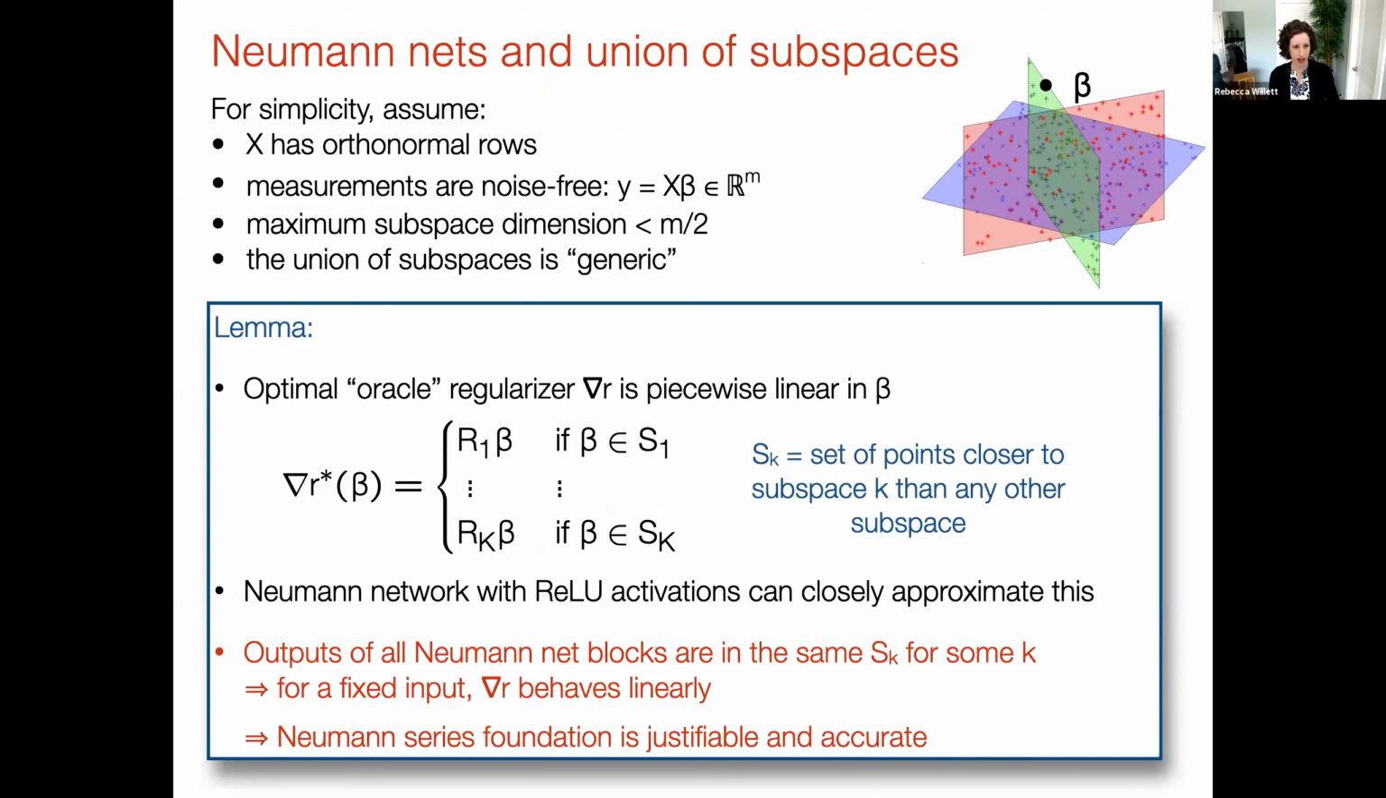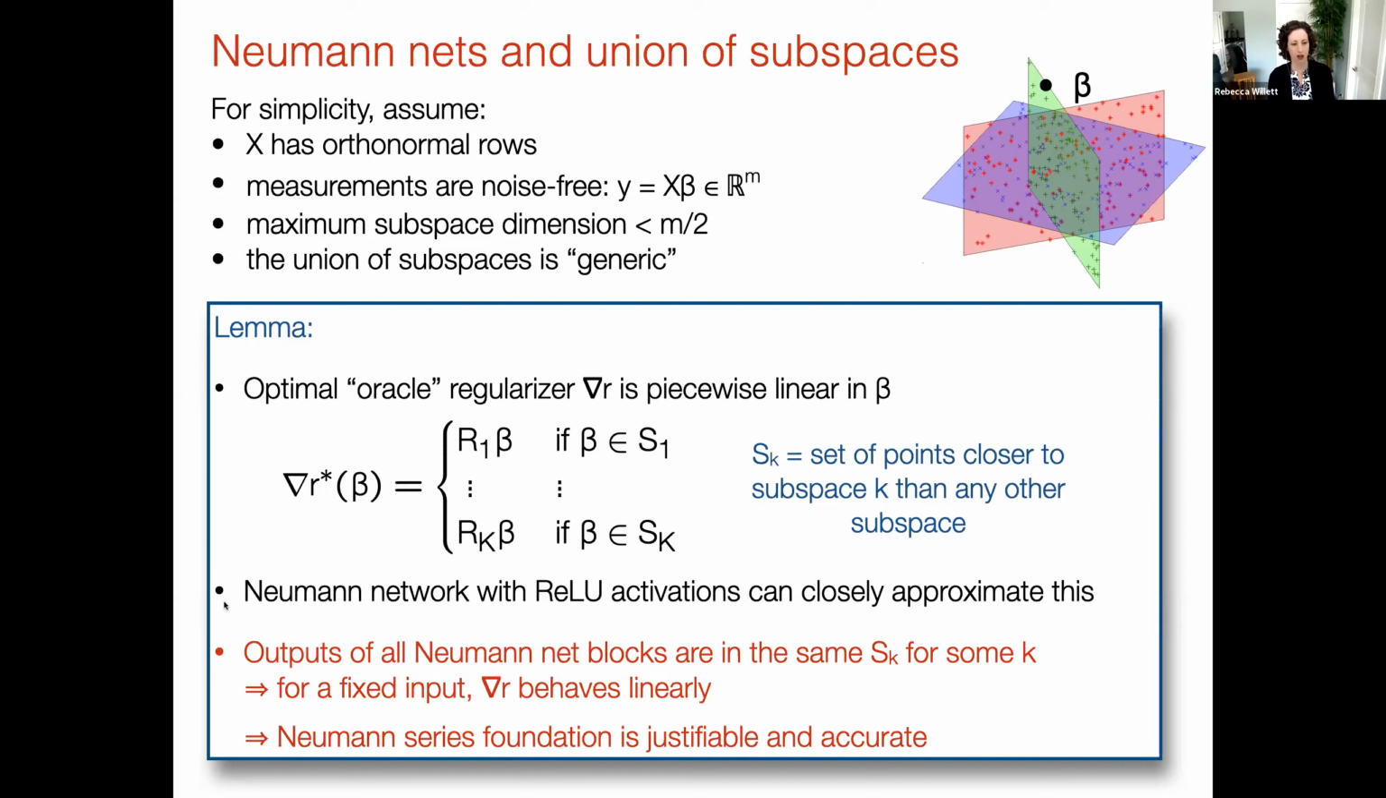So in this case, under a couple of simplifying assumptions, what we can show is that the best possible regularizer gradient that we might learn is going to be a piecewise linear function of beta. So the gradient of the best regularizer at some image beta is going to be a matrix R1 times beta when beta is in the first subspace, and R2 times beta when beta is in the second subspace, etc.